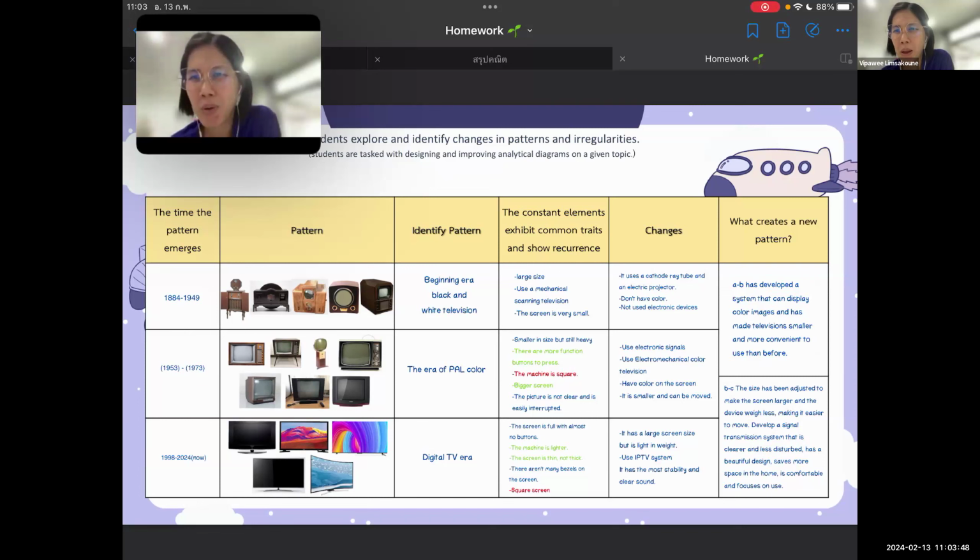For example, on pattern 2, what could be the change that you have researched on?